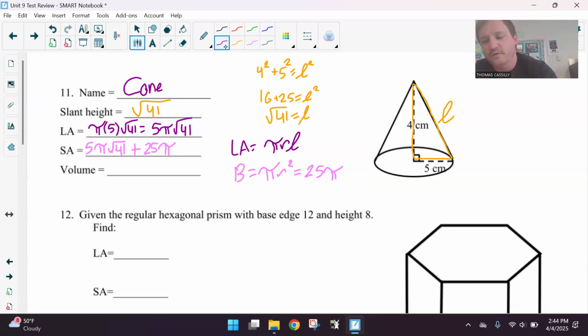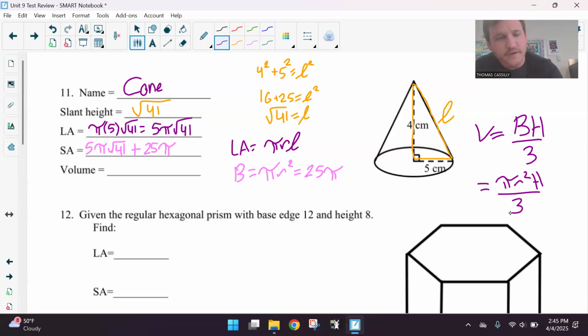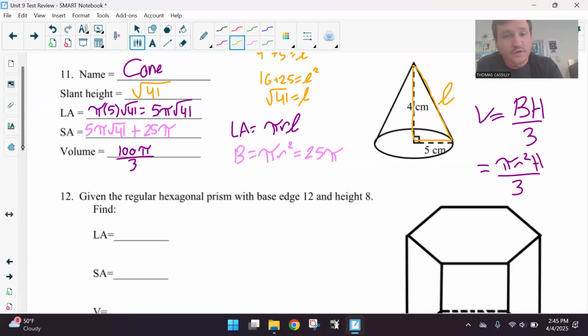Now the volume of a cone, I'm going to say V equals capital B times capital H divided by 3. The area of the base, that's a circle. So this is going to be pi r squared times the height divided by 3. The height is 4, the radius squared is 25. 4 times 25 is 100. So this is going to be 100 pi divided by 3. All right, and that one's done. And hopefully I got the formula right on the lateral area because I'm not going to make another video. All right, so we're going to call that one good.